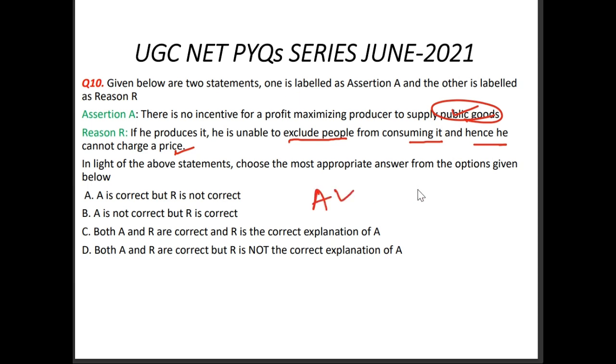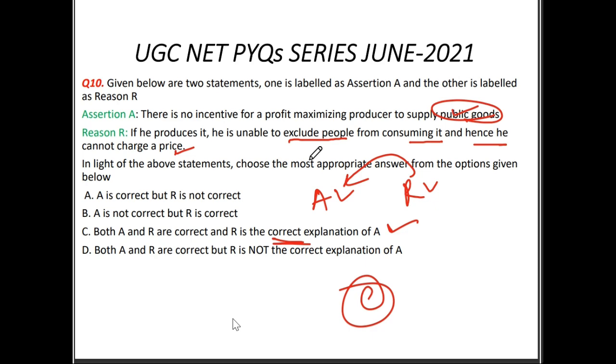Hence assertion is correct, reason is correct, and reason is the correct explanation of A. Both A and R are correct, and R is the correct explanation of A. So option C is the correct answer. Okay, what is the next question?